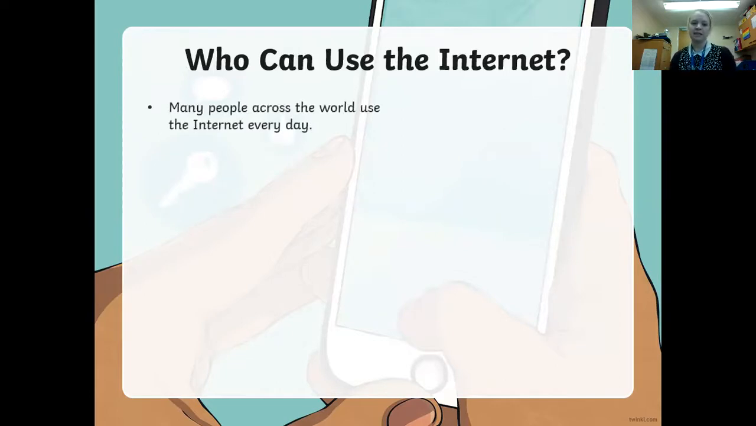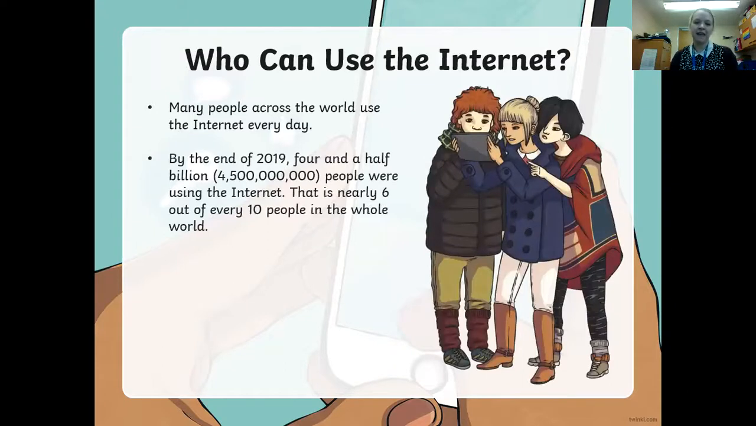Lots of people use the internet, many people across the world. And we have that figure there, 4.5 billion people were using the internet by the end of 2019. That's an awful lot of people.